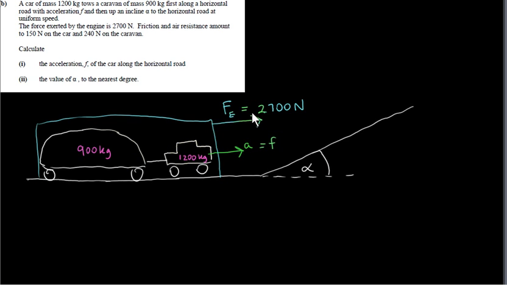The force exerted by the engine is a force to the right. It has a magnitude of 2,700 newtons. We have friction and air resistance, which amount to 150 newtons on the car and 240 newtons on the caravan. We can actually take the entire system. So the resistive forces on the system are the sum of these two forces here, 150 plus 240.